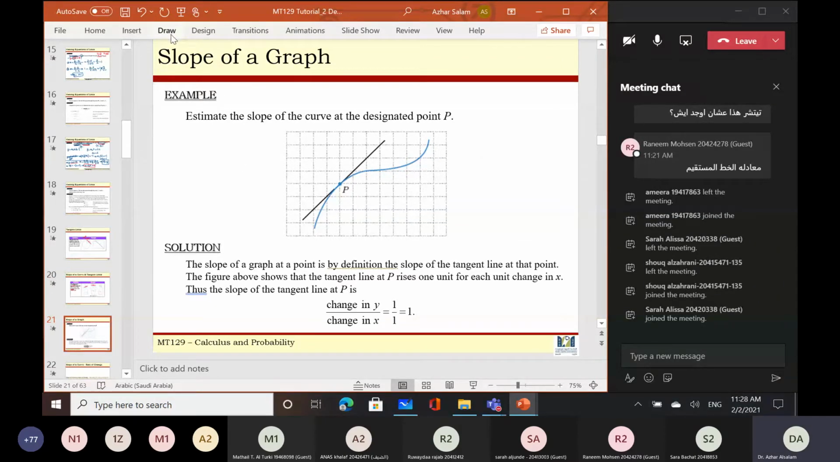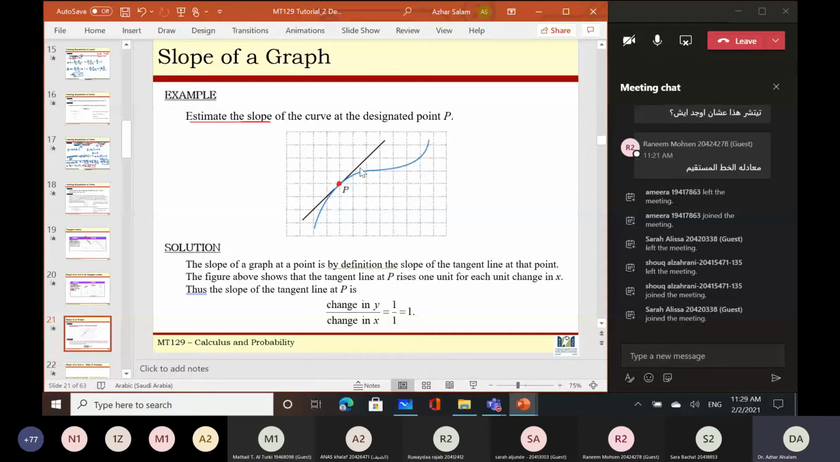Okay, for more illustration. If I have this grid, with this curve drawn on the squares, and I want to find the slope at this point, which is P, I have to draw the tangent here. The question says estimate the slope, so you have just to estimate. Of course, questions in the exam will not come in this form, but this is for you to understand the meaning.